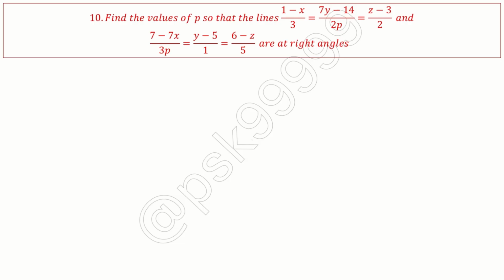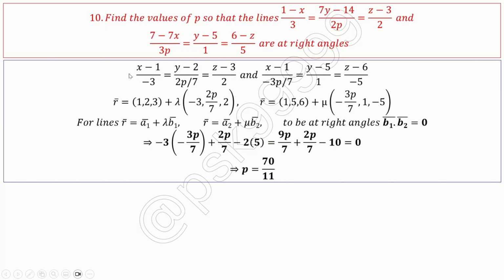Okay. Find the value of p so that the lines (1 minus x)/3 = (7y minus 14)/2p = (z minus 3)/2 and (7 minus 7x)/3p = (5y minus 5)/1 = (6 minus z)/5 are at right angle. Okay, what is the condition for right angle? a1 a2 plus b1 b2 plus c1 c2 equal to 0, and they come from these values. Correct? So that's all you need.